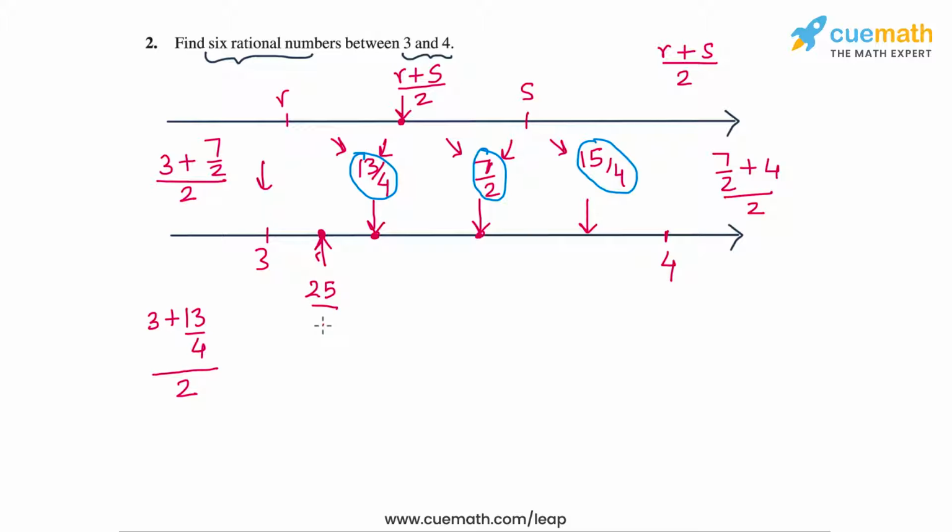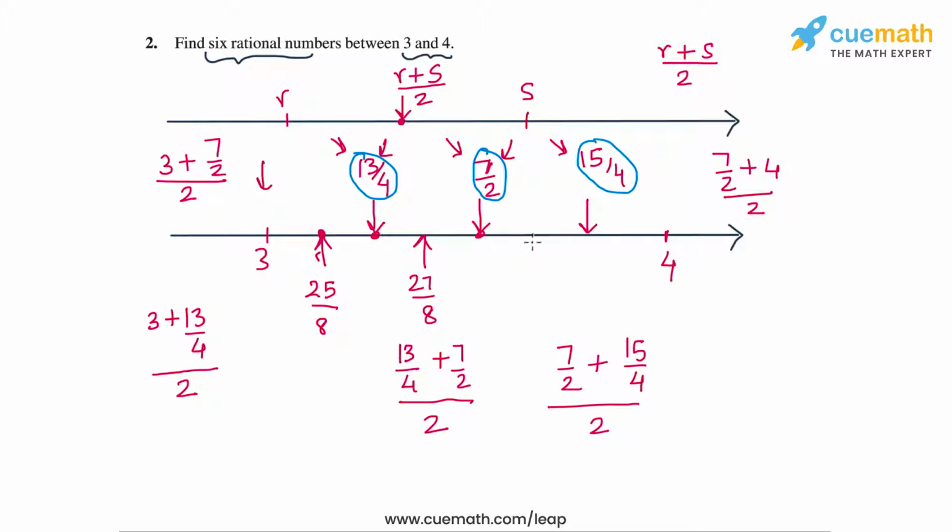So 25 by 8. The midpoint between 13 by 4 and 7 by 2 will be 13 by 4 plus 7 by 2 by 2, or this is 27 by 4 by 2 or 27 by 8. So 27 by 8. And the midpoint between 7 by 2 and 15 by 4 will be 7 by 2 plus 15 by 4 by 2, or this will be 29 by 4 by 2 or 29 by 8.